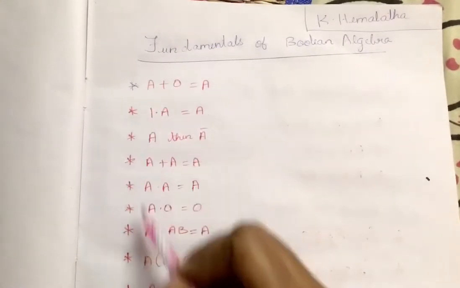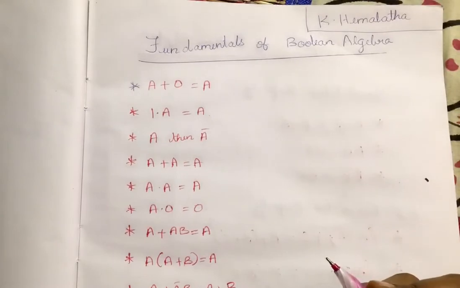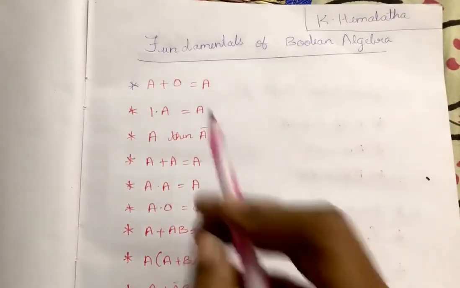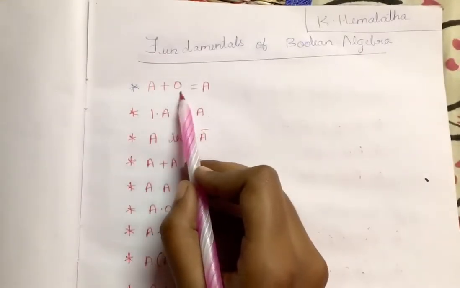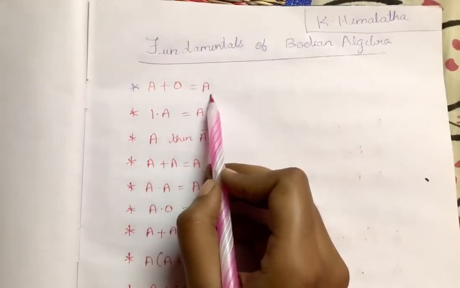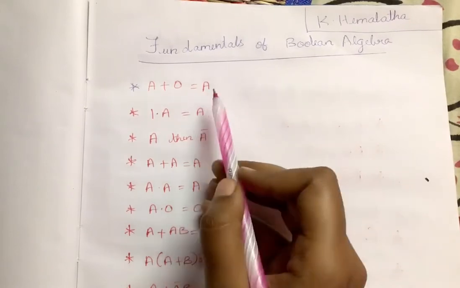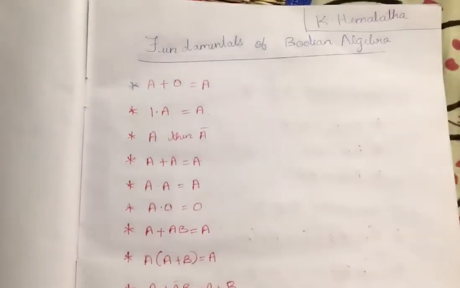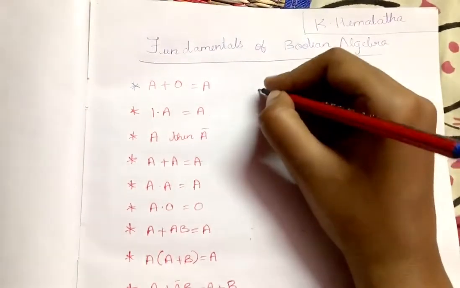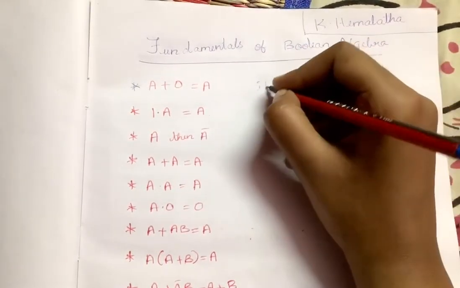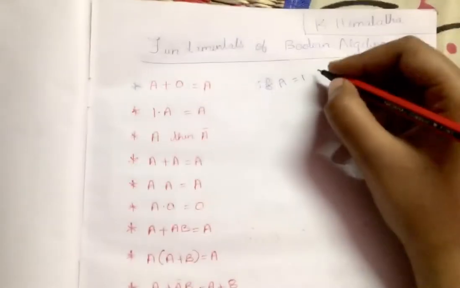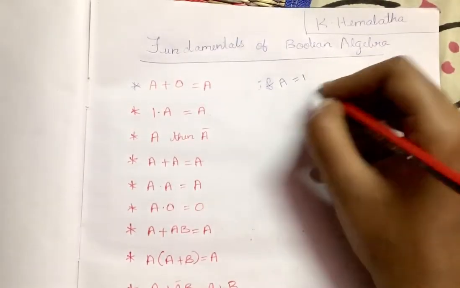Here are some of the properties given for Boolean algebra. We will see how each property is satisfied. The first one is a plus 0 is equal to a. How is this property satisfied? We will check. Suppose I take the condition a is equal to 1.